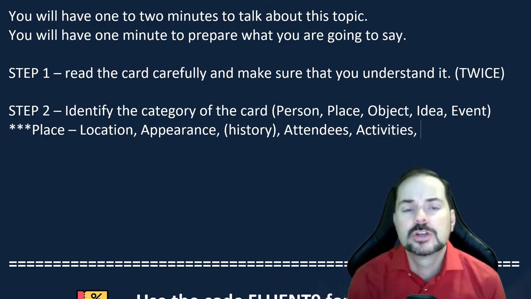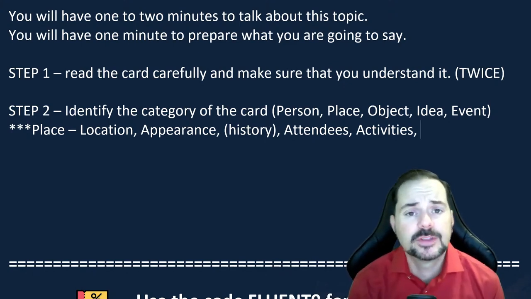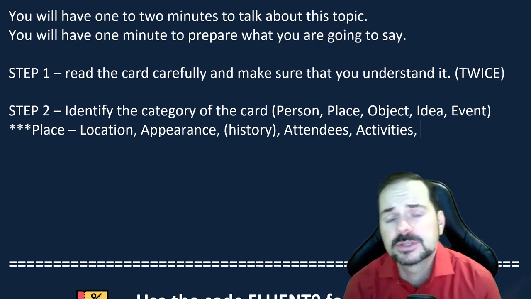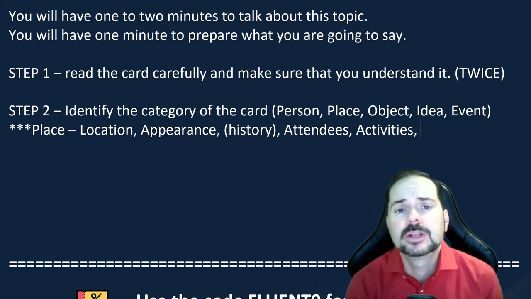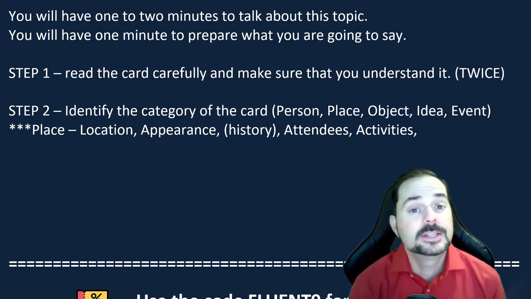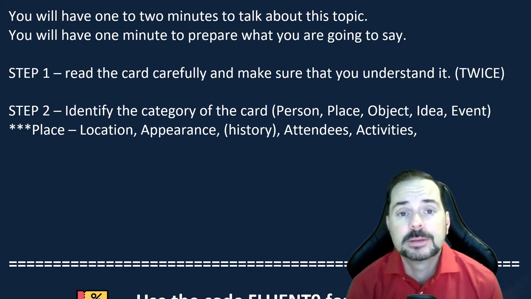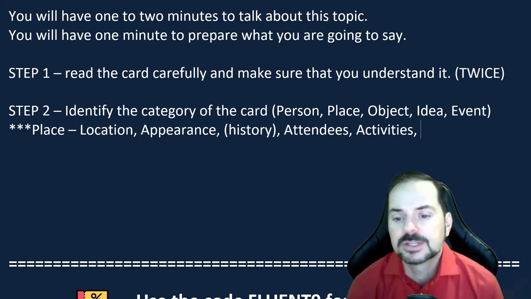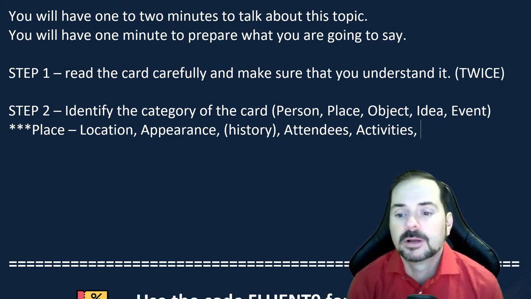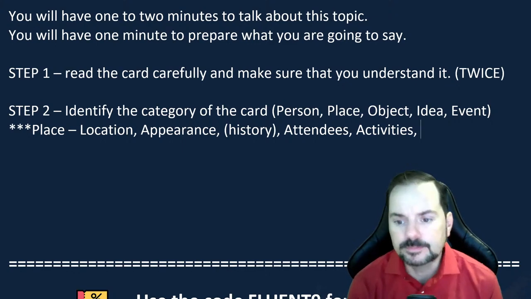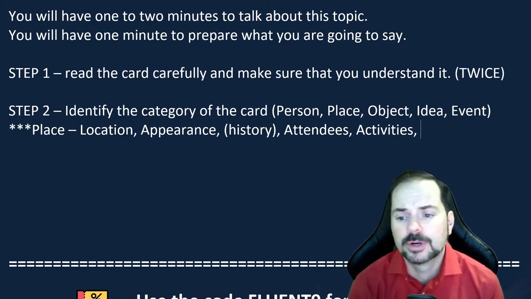Okay, so the location, where it is, the appearance, what it looks like. You might give a bit of the history. Sometimes it's not as important, right? Like if you go to a lake, well, lake's been there forever. It might have a history, but it might not, right? The attendees, definitely people that go there, people who enjoy that place or who visit that place for some reason. Could be for pleasure, could be for work. Activities. Sure, so that's very important, okay?